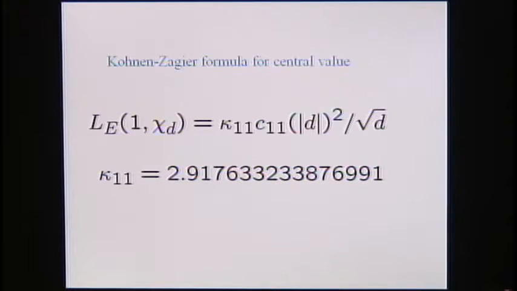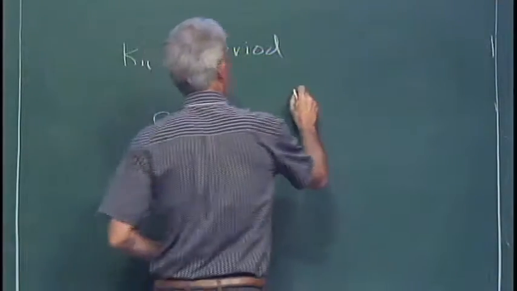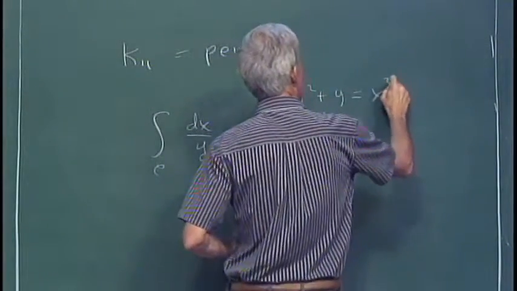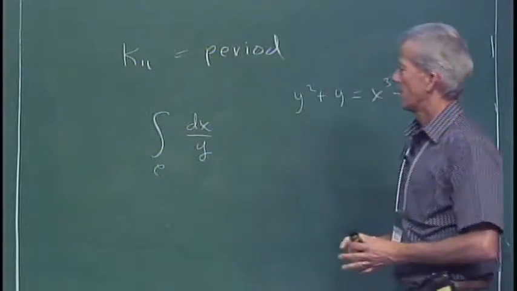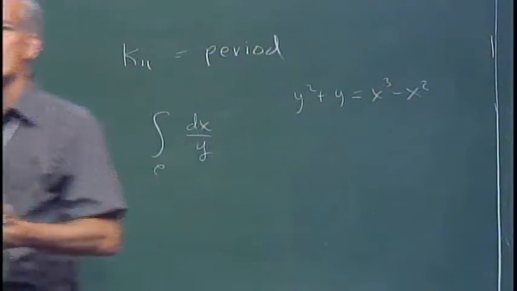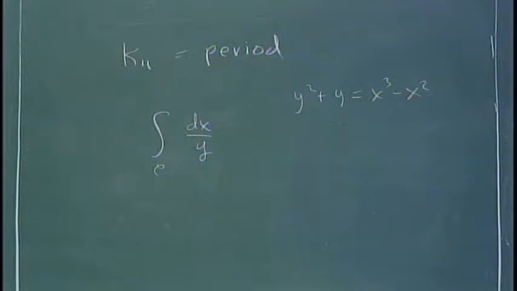period, right, Xenia? So I don't know exactly what integral to write down to get this thing. It should be that kappa_11 is a period. Now, it should be something like dx over y over some path. And here we've got y squared plus y equals x cubed minus x squared. Maybe it's not exact, maybe it's twice it or something. It's some simple constant times a period. I'm not quite sure how to calculate that.